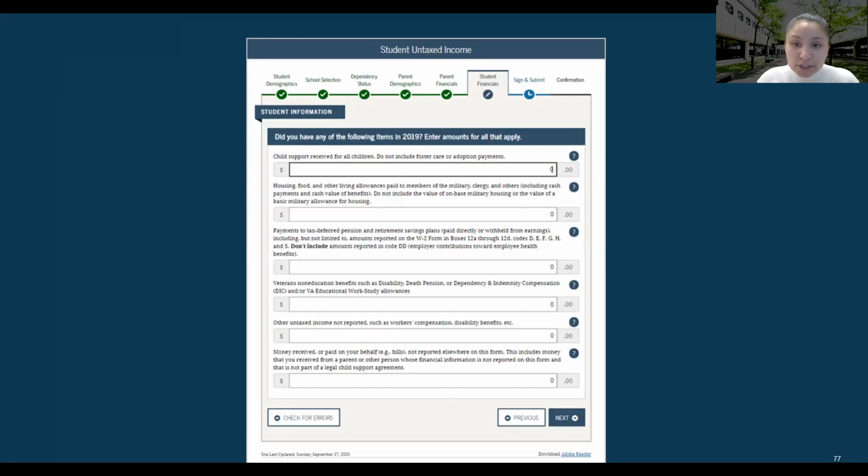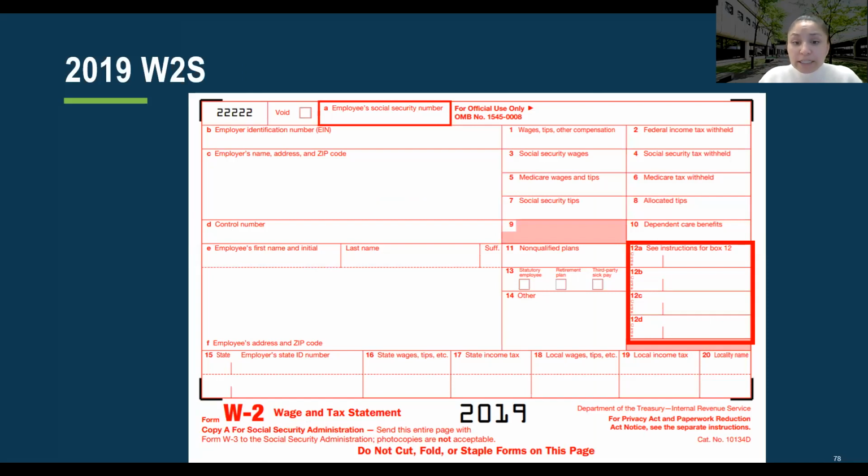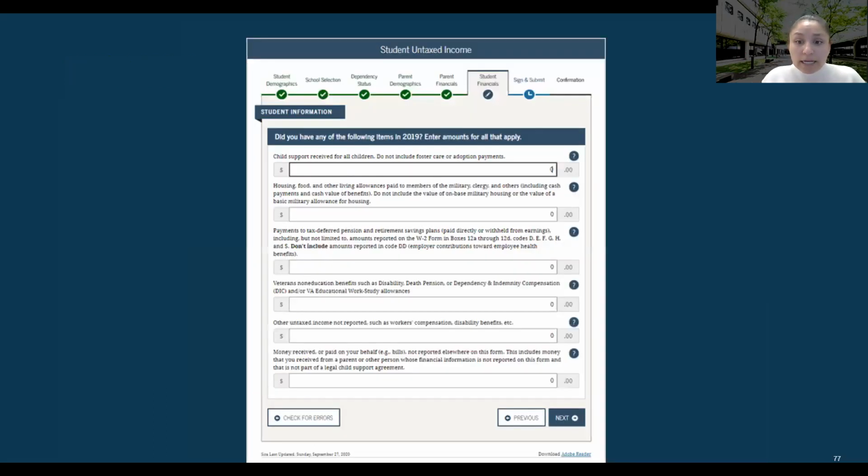So we will go to the next page, which will show you an example of your W-2. Your W-2 may look different, but it will be under the sections 12A through 12D. If you have multiple codes, you want to make sure to add those up together and do not add anything outside of what is listed on the FAFSA. So don't include DD. You are only focusing on D, E, F, G, H, and S. So keep that in mind.